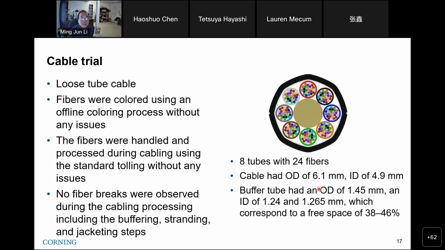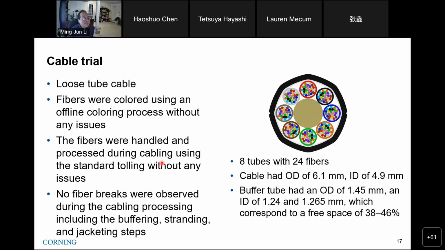Then we use two different tube diameters, and then we can change the air fill fraction. Basically, that changes the pressure or force applied to the fiber during the temperature cycling.